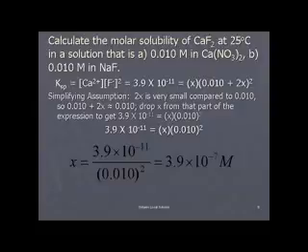So we solve for x by taking the Ksp value, 3.9 times 10 to the negative 11th. We divide that by 0.010 squared, and we get 3.9 times 10 to the negative 7th moles per liter.